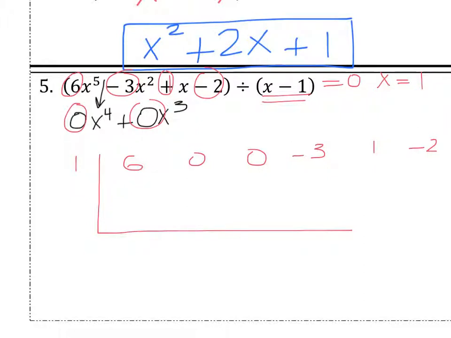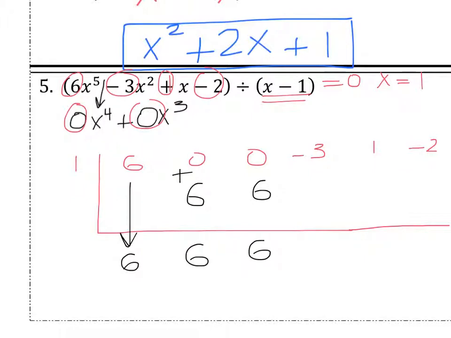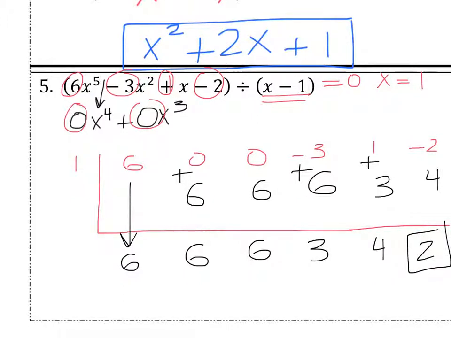Now, like we did before, you bring the first number down. You never multiply the first number. You always bring it down. Then you multiply. 1 times 6 is a 6. Then you add. 0 plus 6 is a 6. 1 times 6 is a 6. Negative 3 plus 6 is a 3. 1 times 3 is a 3. 1 plus 3 is a 4. 1 times 4 is a 4. Negative 2 plus 4 is a 2. Box the last one. That's going to be your remainder.